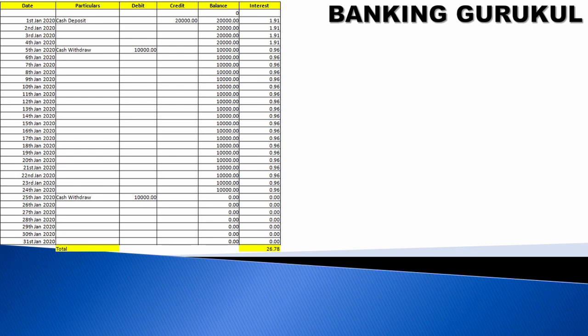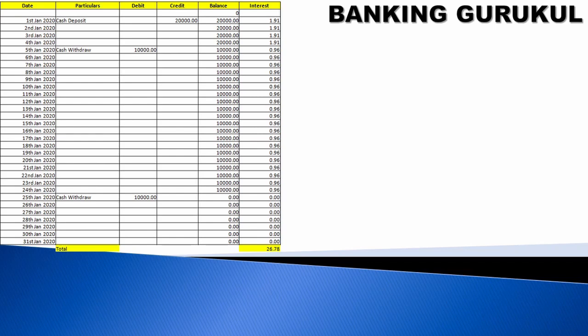You can see every day I'm calculating interest. 1st January deposited 20,000 rupees. So my balance is 20,000 rupees. First day interest is 1 rupee 91 paisa. I calculated it with the formula which I have shown you in the previous screen.